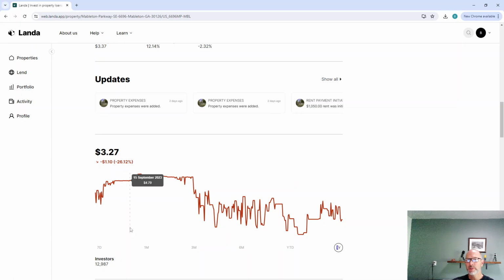So fractional ownership buying can be a way for people to get into real estate. It can also be a very high risk way for people to get into real estate. Because as you can see on this property, we've got a high here of $4.96. We've got a low down here of $2.50. And real estate doesn't generally operate this way. This is more based on emotions, and I would suggest that it's also based on Landa's poor execution of their management responsibilities.